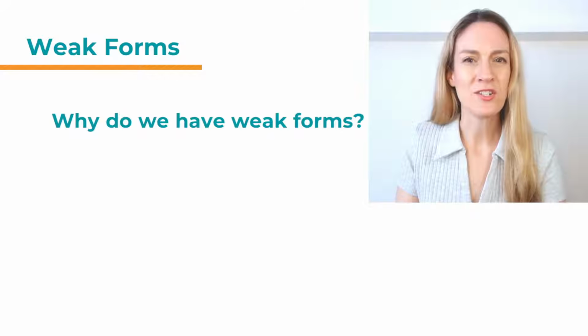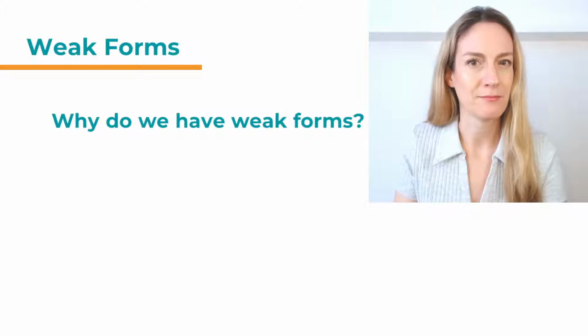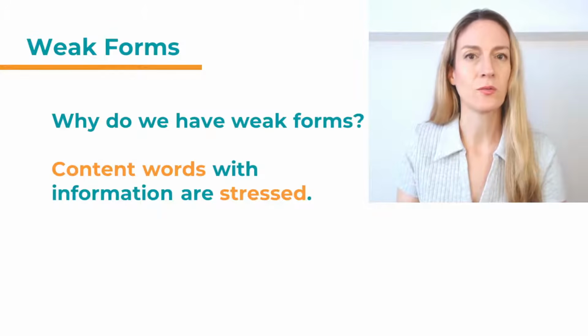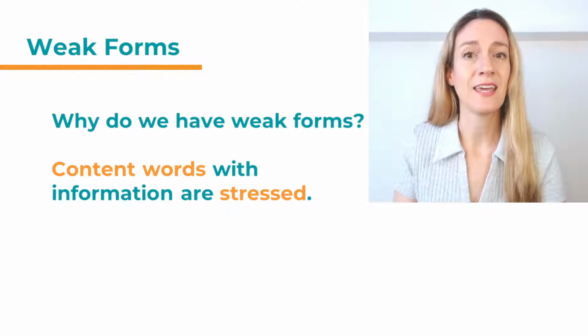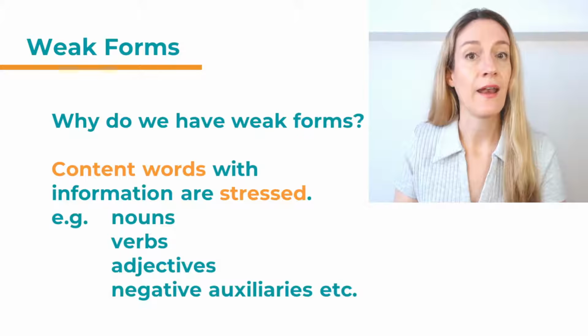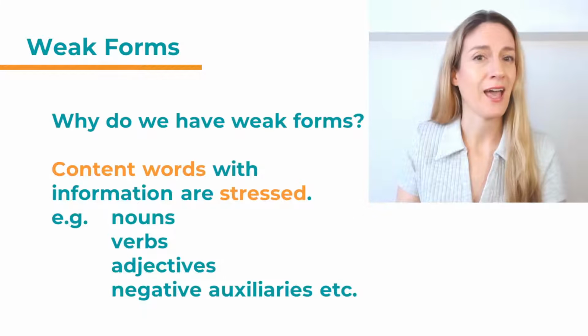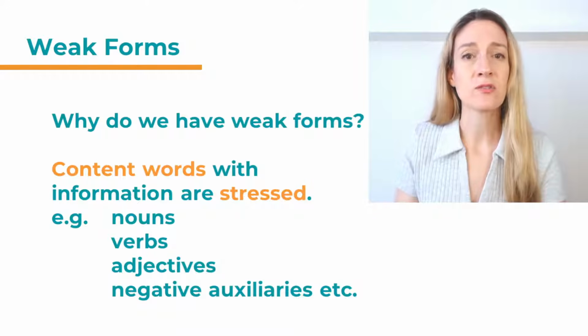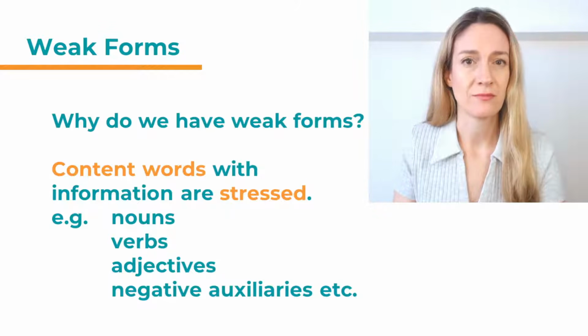Now, why do we have weak forms? Now, weak forms occur in English because content words are stressed. And content words are words that carry information. And they are important. We need to know the information, so we stress those words. And those words are usually nouns, verbs, adjectives, also negative auxiliaries, and also a range of other words.